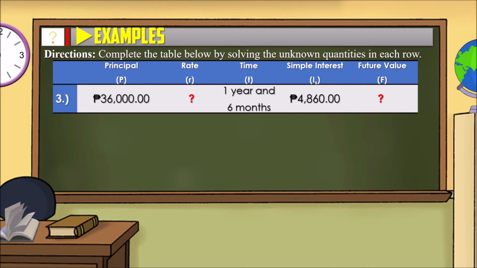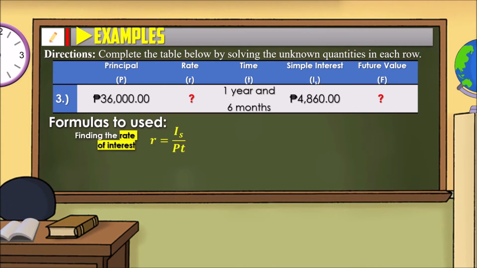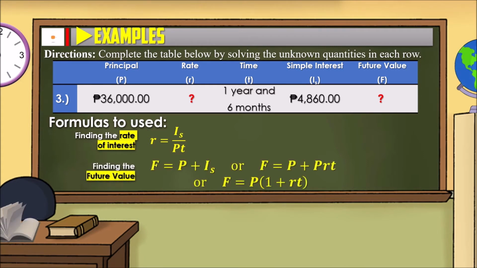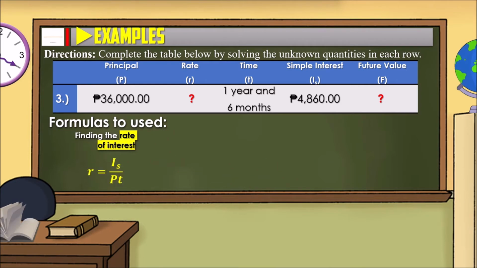Number 3. In number 3, we need to solve the rate and the future value. Here are the formulas we are going to use. For finding the rate, we have this formula. And for finding the future value, we have these formulas. Now, let us solve for its rate.